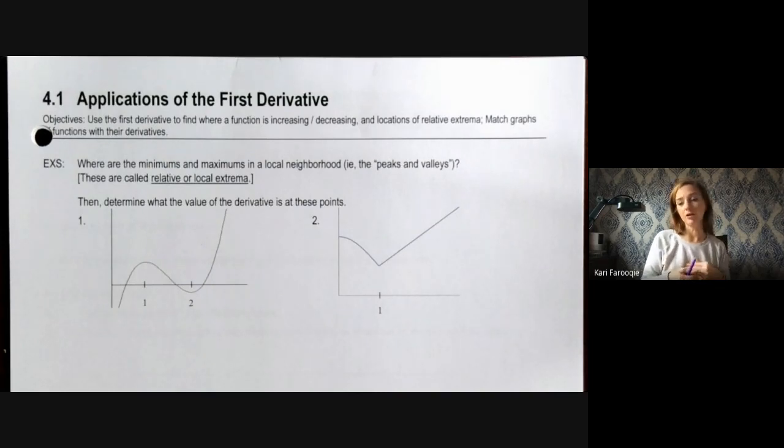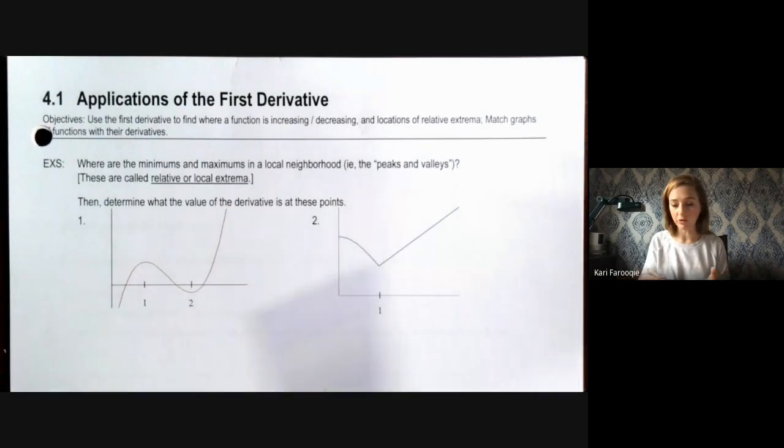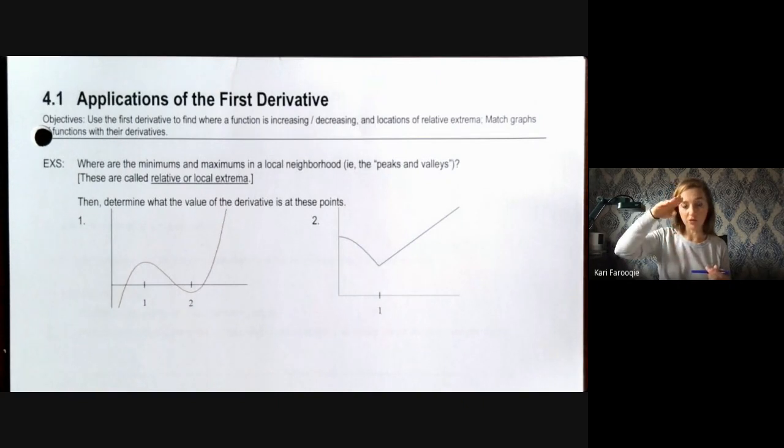Now, they might not always be traditional application word problems like you're expecting. They might just be calculus applications where you're just trying to find information about a graph. So that's mostly what we're going to be focusing on. In this section, we're going to be focusing on looking at where the graph is increasing or decreasing and finding maximum and minimum values. So we're going to use the first derivative to find where the function's increasing, decreasing, and locations of relative extrema. So relative extrema just means, where do you have extreme values? So a maximum or a minimum.